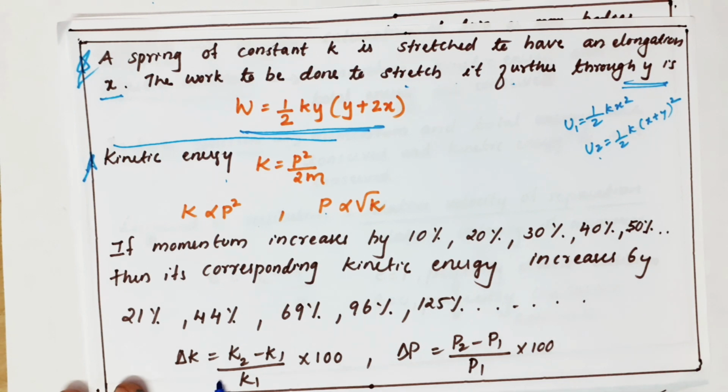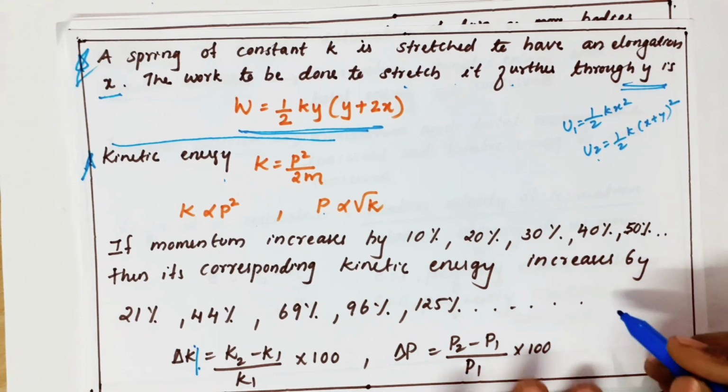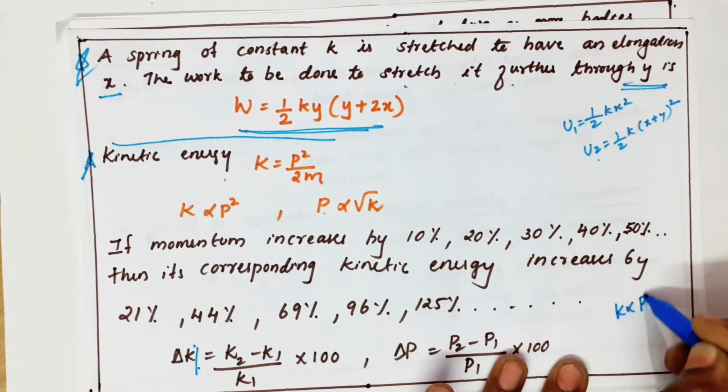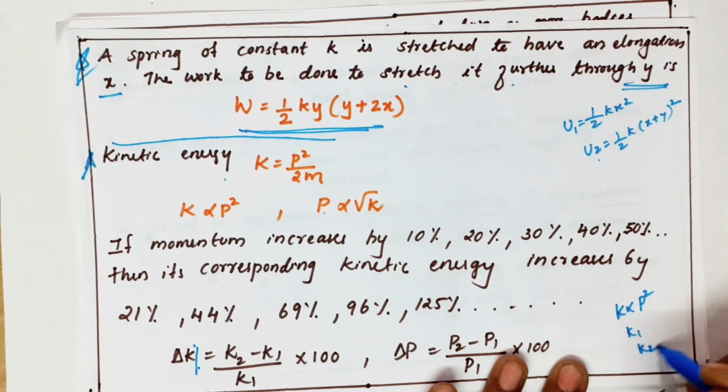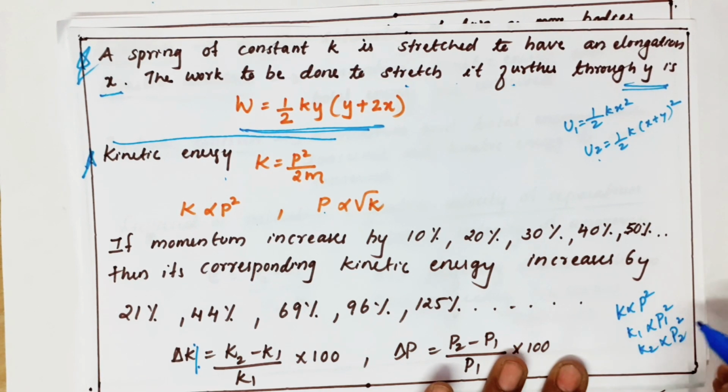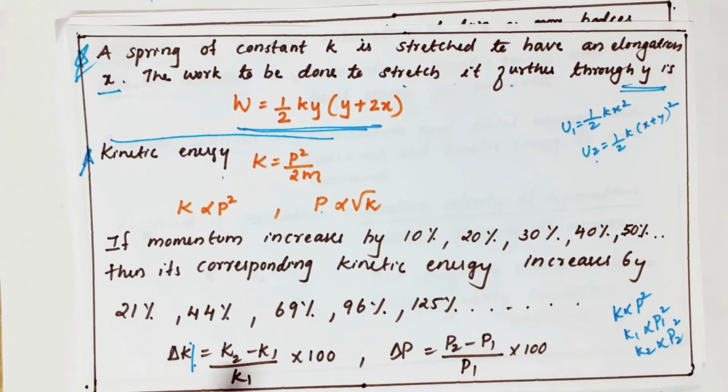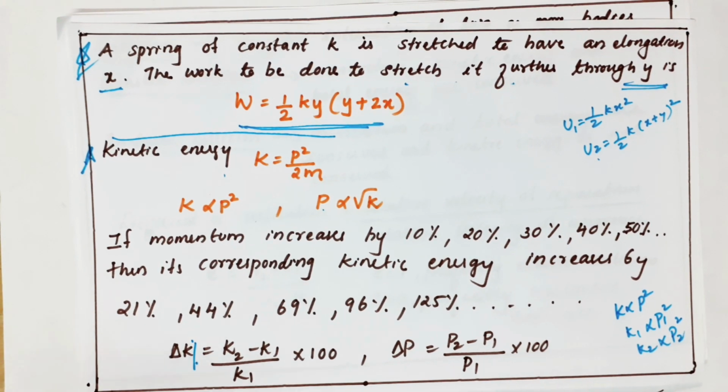This is the formula. Delta k percentage, the change in kinetic energy percentage, is k2 minus k1 by k1 into 100. What are k2 and k1? K is proportional to p square. So they will give p, and from that p you find k1 and k2. K1 is proportional to p1 square, k2 is proportional to p2 square. Then you take this formula k2 minus k1 by k1 into 100, and you will get the answer.